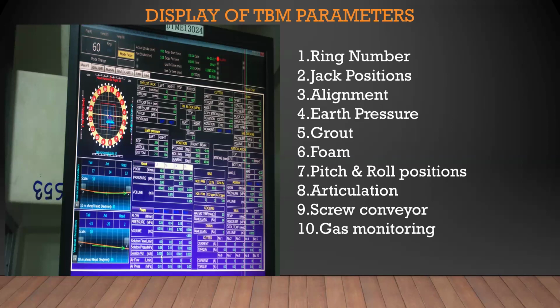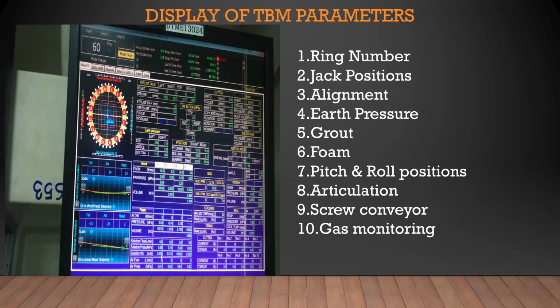This display is showing the TBM parameters, like ring number. Here you can see 60 is mentioned as the ring number. Jack positions: in the circular portion, a total of 60 jack positions are mentioned. Then alignment, you can see the yellow line. The yellow line is indicating the alignment. It is called DTA, design tunnel axis. Either side 50 mm, total 100 mm is the tolerance. It should not exceed 100 mm.